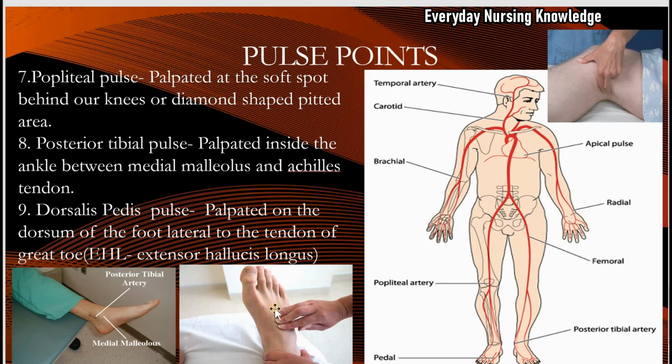And the 9th is the dorsalis pedis pulse. It is palpated in the dorsum of the foot. This is the great toe and the tendon runs down. So it's just lateral to the tendon of the great toe. You can palpate the dorsalis pedis pulse. The tendon of the great toe is called extensor hallucis longus. So lateral to the tendon of the great toe, you can palpate the dorsalis pedis pulse.